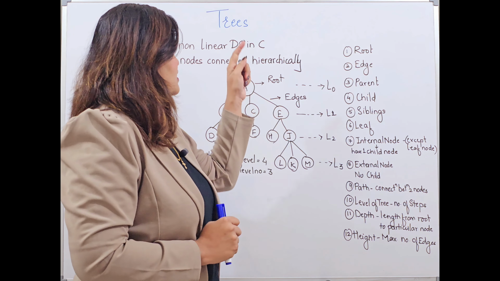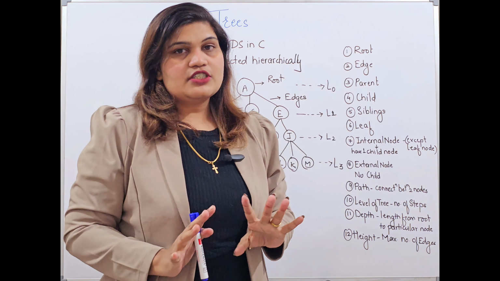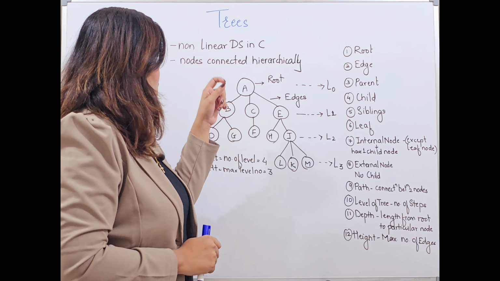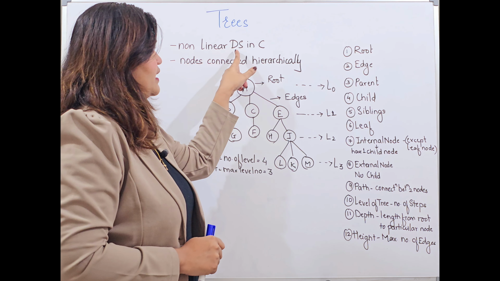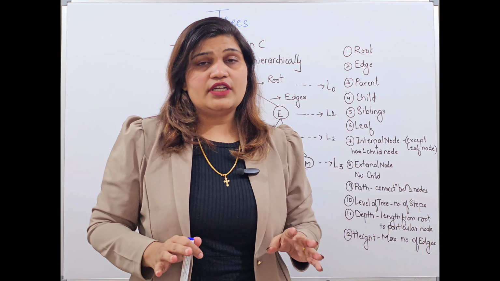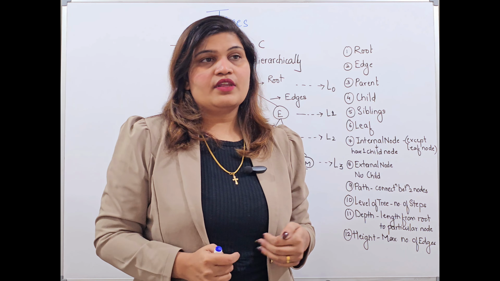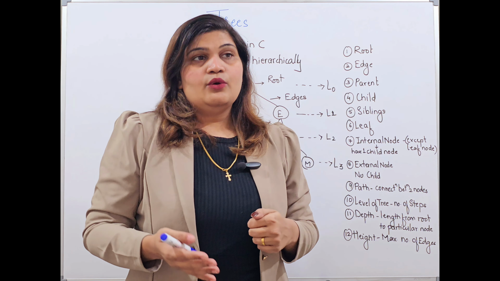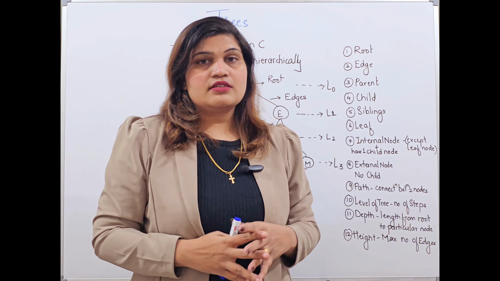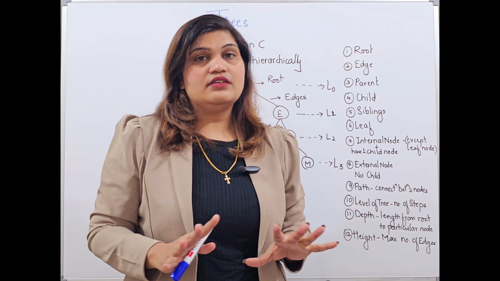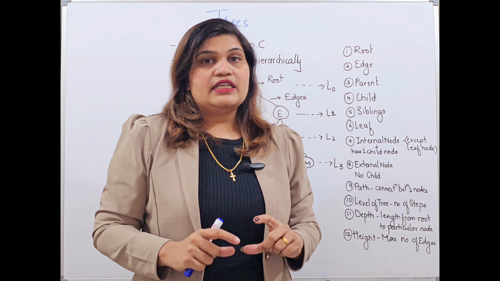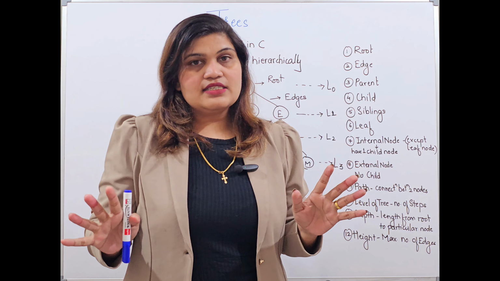So we move on to the concept of trees. The very first point that you see on the screen is non-linear data structure. In C, we have seen a lot of data structures. We started with the concept of array, and then we moved to stack. We had queue, linked list, right? All of these were linear data structures. Data was stored linearly in these data structures.